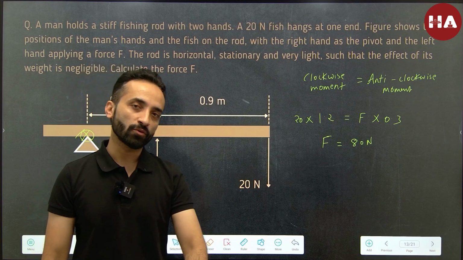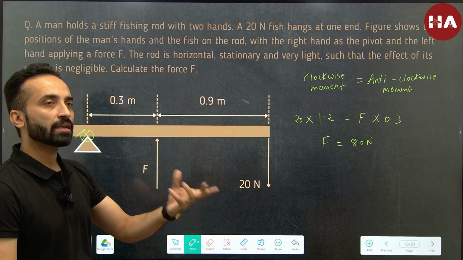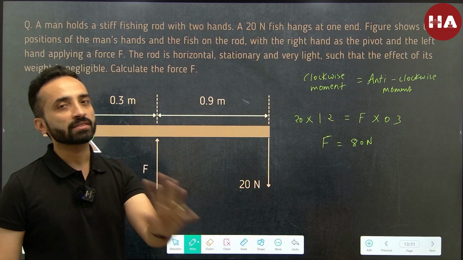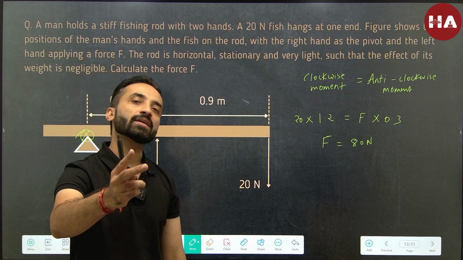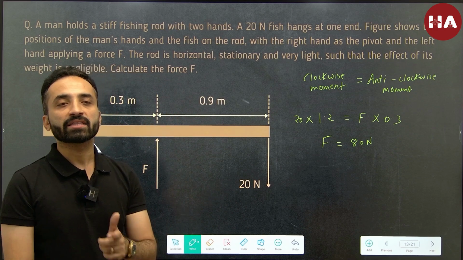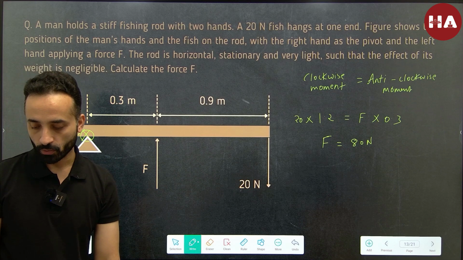Copy this down, we move forward. Very easy, no big deal. Force times perpendicular distance is all we need to understand, and the second judgment that we have to make is whether it's clockwise or anti-clockwise.